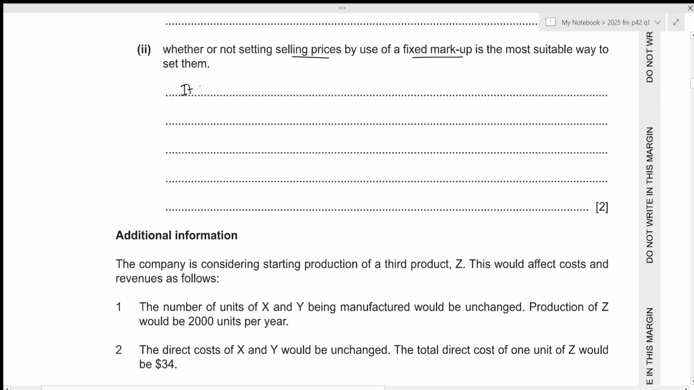It is simple to apply a markup, but it does not consider the price that competitors may be charging.